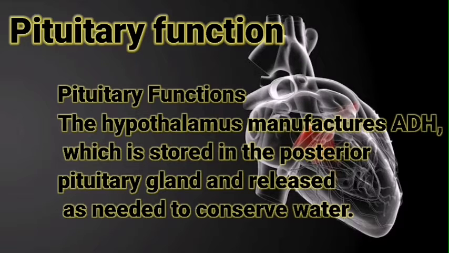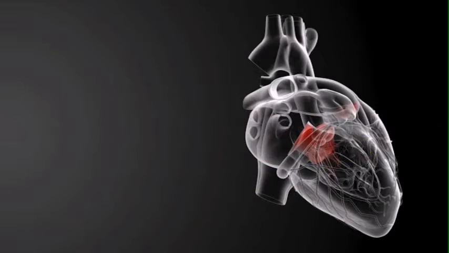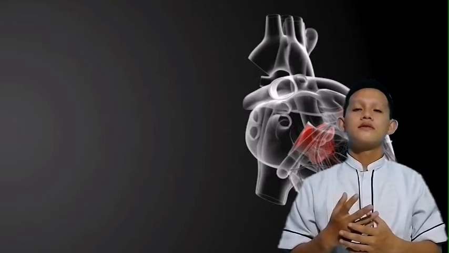We have the pituitary function. The hypothalamus manufactures ADH, which is stored in the posterior pituitary gland and released as needed to conserve water. Now, what do you mean by that? The hypothalamus produces ADH. So what is this ADH? ADH is a hormone, the antidiuretic hormone. This is the hormone for fluid, which is produced by the brain.